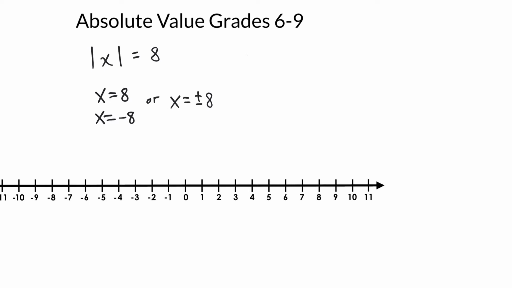And this is saying, again, the distance between some number and 0 is 8. Well, this distance is 8, and this distance is 8. So positive 8 and -8 have the same absolute value.